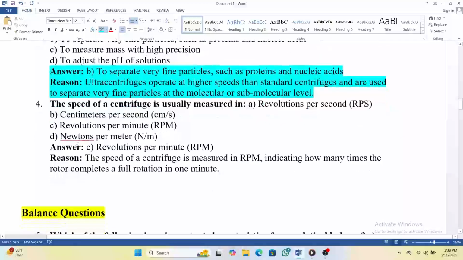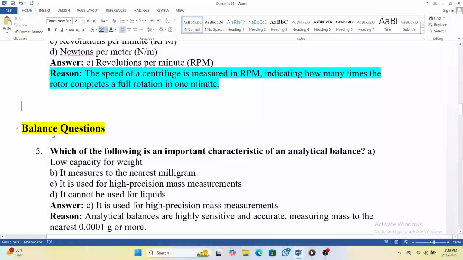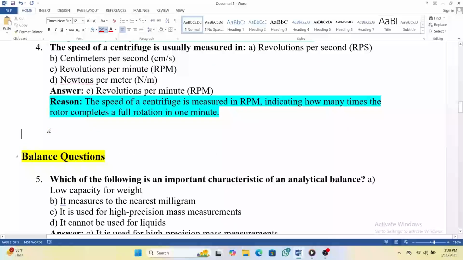4. The speed of a centrifuge is usually measured in A. Revolutions per second, RPS. B. Centimeters per second, cm/s. C. Revolutions per minute, RPM. D. Newtons per meter, N/m. Answer. C. Revolutions per minute, RPM. Reason. The speed of a centrifuge is measured in RPM, indicating how many times the rotor completes a full rotation in 1 minute.